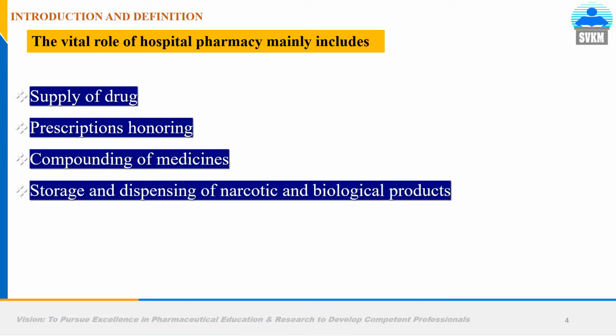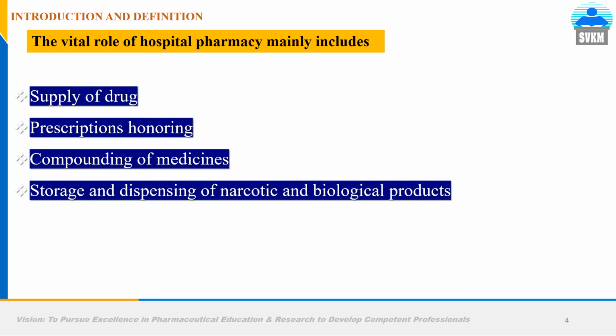Now moving toward the next role, that is the storage and dispensing of narcotic and biological products. Narcotics are drugs that come under one act, a very important act called the NDPS Act, Narcotic Drugs and Psychotropic Substances Act, 1985. Based upon that act, responsibility is given on the shoulder of the hospital pharmacist. They have to be concerned about this and maintain proper documentation for the dispensing protocols of such drugs.